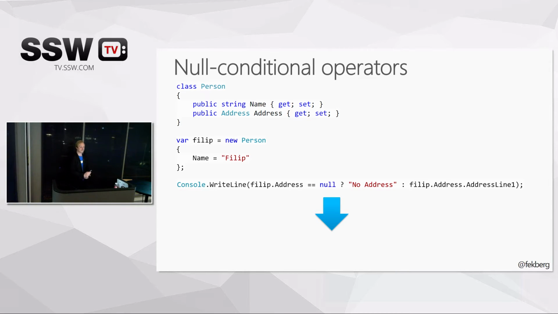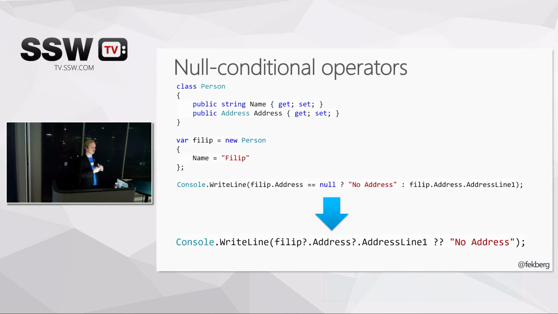It's not a lot of code, but we can make this a lot prettier by introducing a null conditional operator. There's also a bug in this code: what happens if Filip is passed in through a method, and Filip is null? We will get a null reference exception by doing Filip.address. We might think that nulls never occur in our applications, but they always do. To fix this, we introduce these Elvis operators, called the null conditional operators. We basically say, if Filip is not null, go ahead and give me the address. If address is not null, give me the address line 1. And if any of these evaluates to null, the entire expression is null. So we can use the double question marks at the end and say no address.